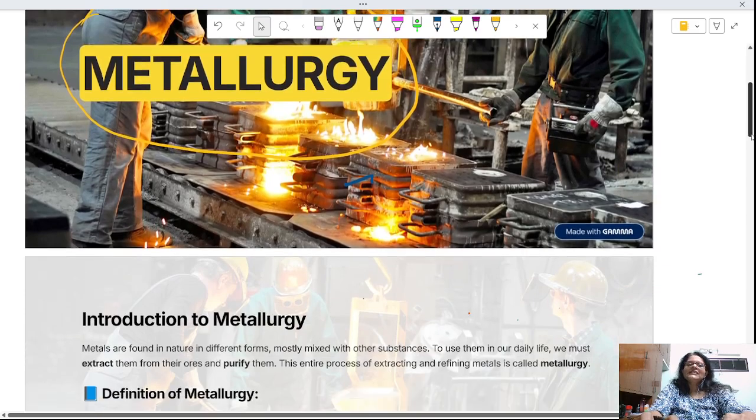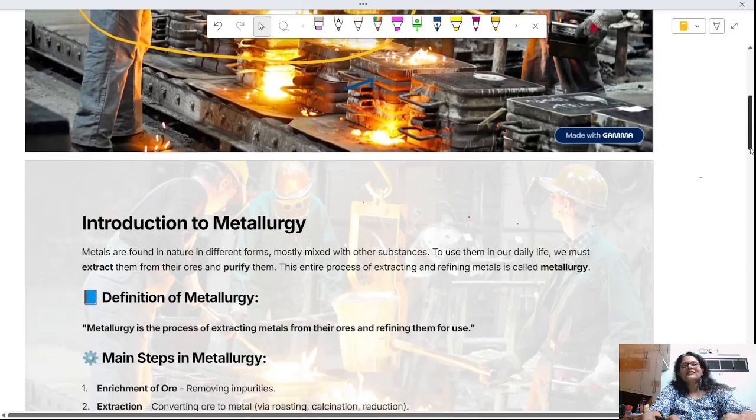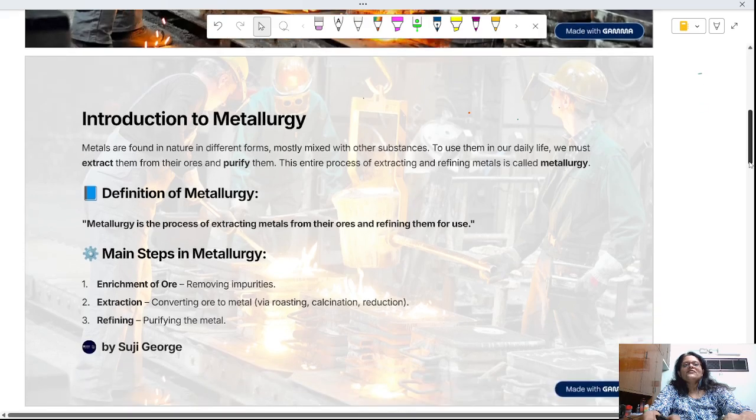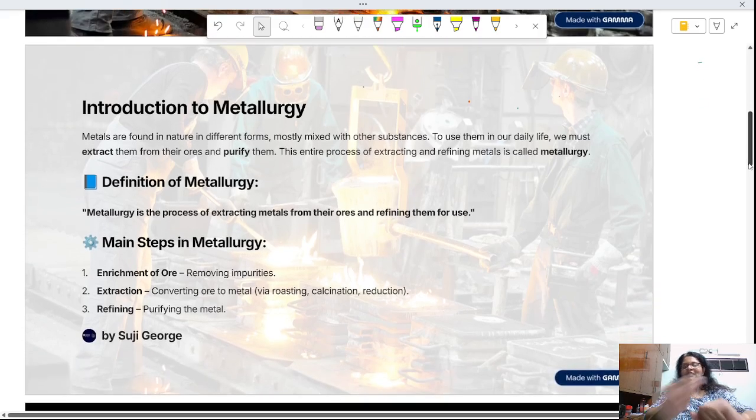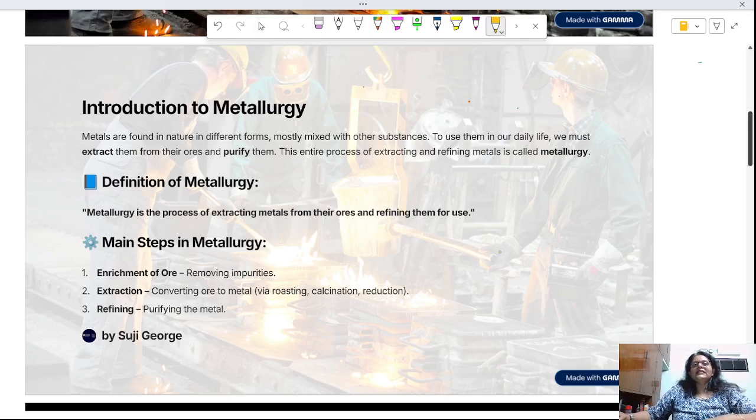Okay, so metals are found, hope you can see my slide. Metals are found in nature in different forms, mostly mixed with other substances. And to use them in our daily life, we must extract them from their ores and purify them.